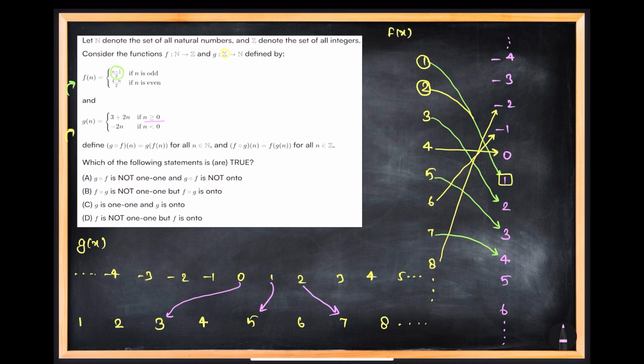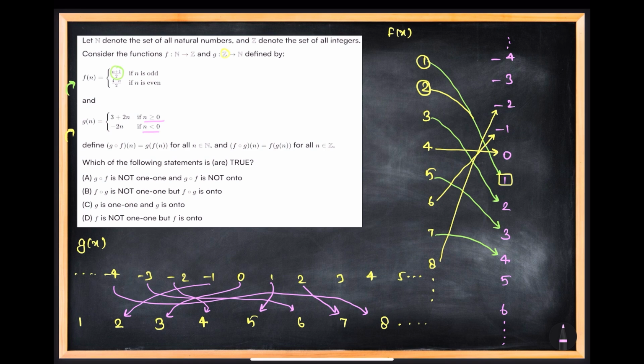Now we will think about the negative numbers. If n is smaller than 0, they are mapped by minus 2n. Suppose minus 1. Minus 2 into minus 1 is 2. So this minus 1 will be connected with 2, and minus 2 will be connected with 4. Minus 3 will be connected with 6. Minus 4 will be connected with 8. Means these negative numbers will be covering the even numbers.